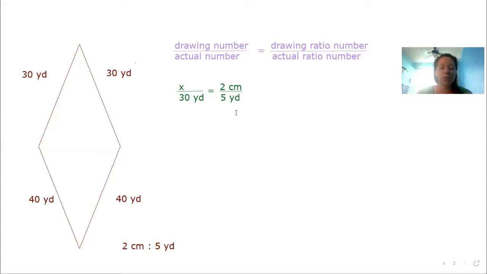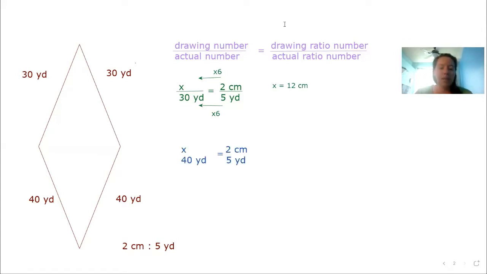For this particular one, we are going to do the equivalent fraction method. So the question is, what did I do to 5 to make it a 30? Whatever I did to 5 to make it a 30, I will also do to 2 to figure out what x is. I multiplied by 6. 5 times 6 is 30. So 2 times 6 is 12.